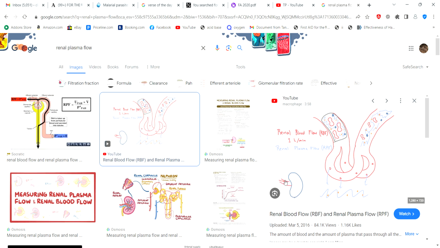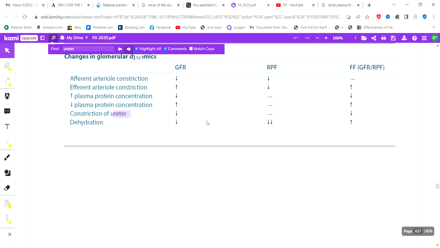So renal plasma flow is right here. The ureters come out this way, and that's what's being constricted, and that's what's causing the decreased GFR and decreased filtration fraction. There is no change in renal plasma flow, because why would it affect? Constrict at the bottom, why is it going to affect over here? Okay, so renal plasma flow, no change. Remember this.